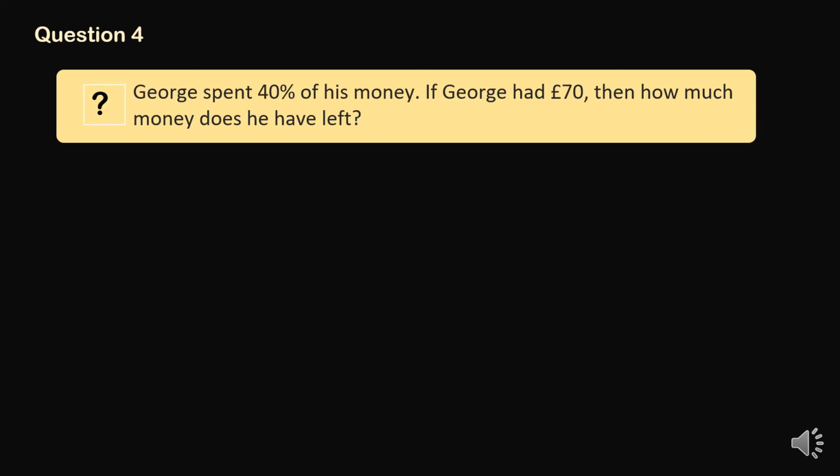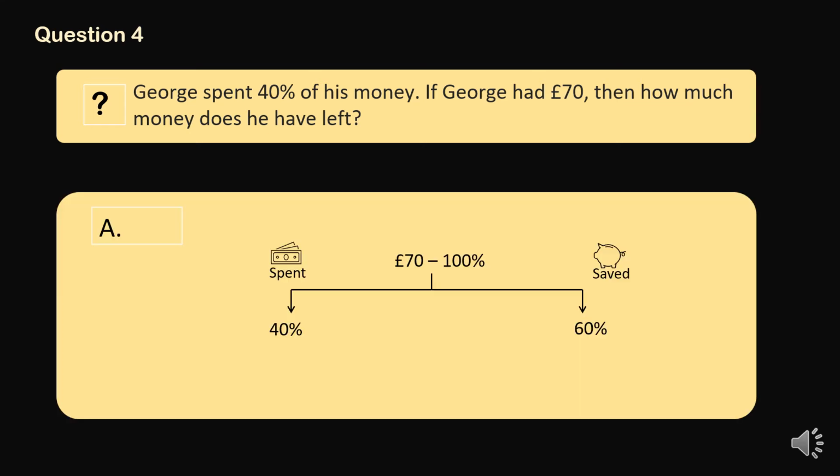Moving on to question number 4. George spent 40% of his money. If George had £70, then how much money does he have left? If you felt you needed assistance answering this question, then I would suggest you go through Successful Plus tutorial videos around percentages. We know that George had £70 initially.